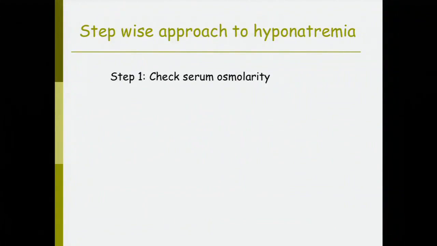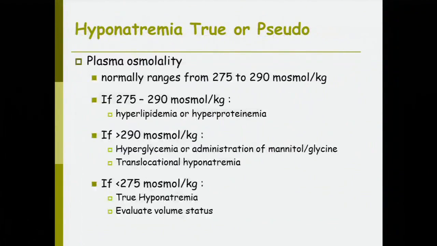We said check serum osmolarity, and we did talk about plasma osmolarity. Normal is 275 to 290. If the plasma osmolarity is normal and serum sodium is low, we talked about hyperlipidemia or hyperproteinemia. We already talked about if plasma osmolarity is high and the sodium is low, we're talking about translocational hyponatremia. And if the plasma osmolarity is low and serum sodium is low, we call this true hyponatremia. So this slide should make perfect sense by now, right?